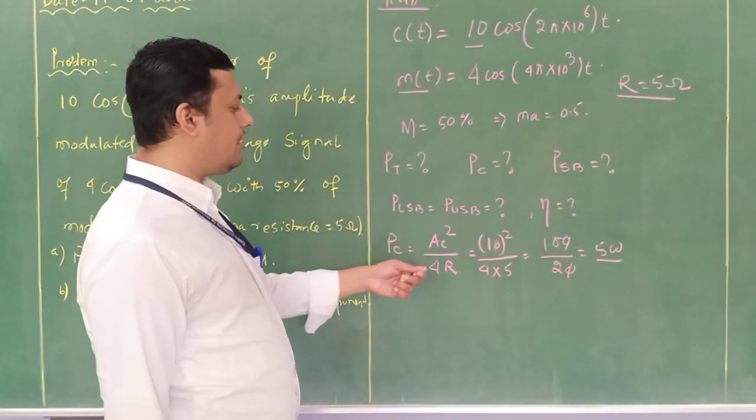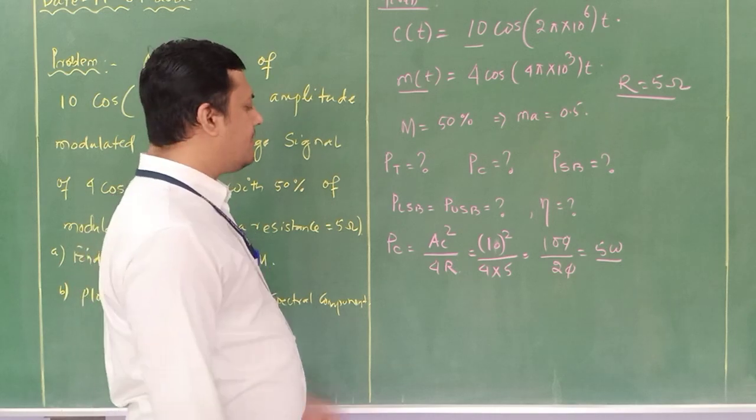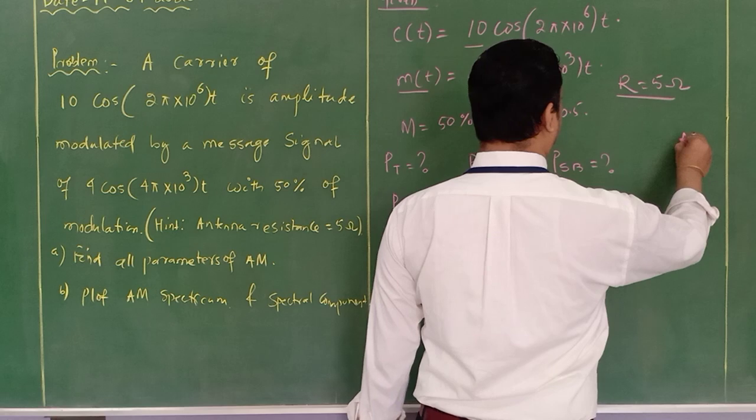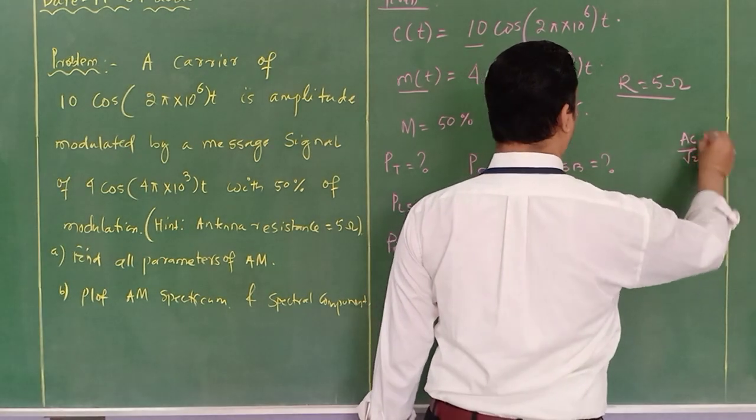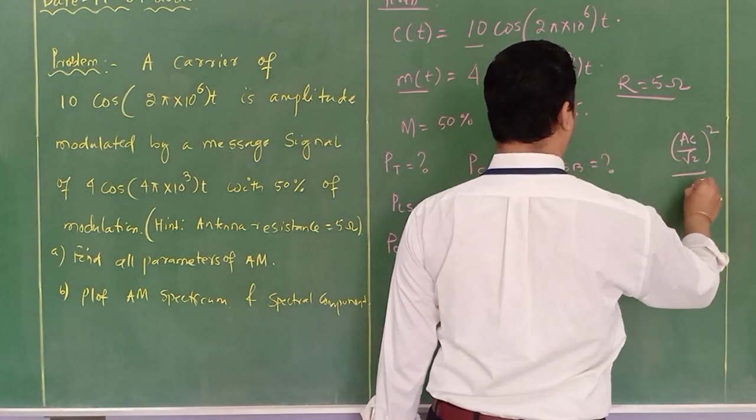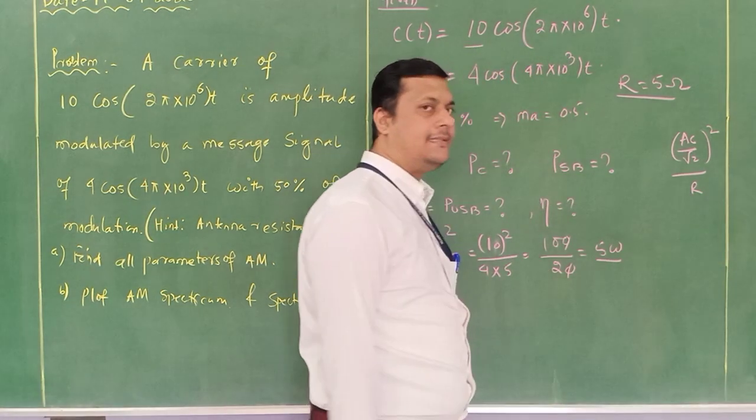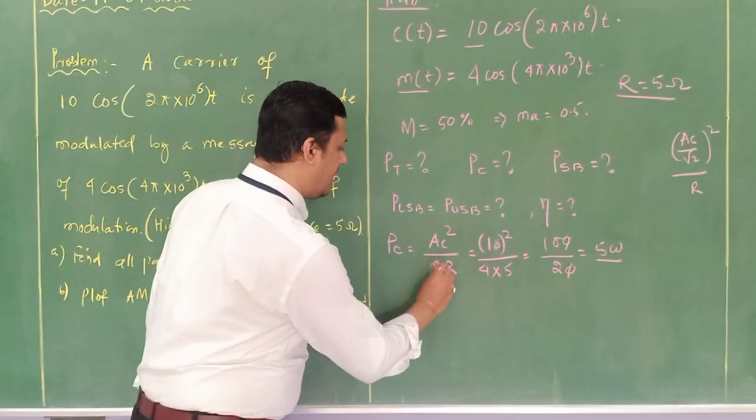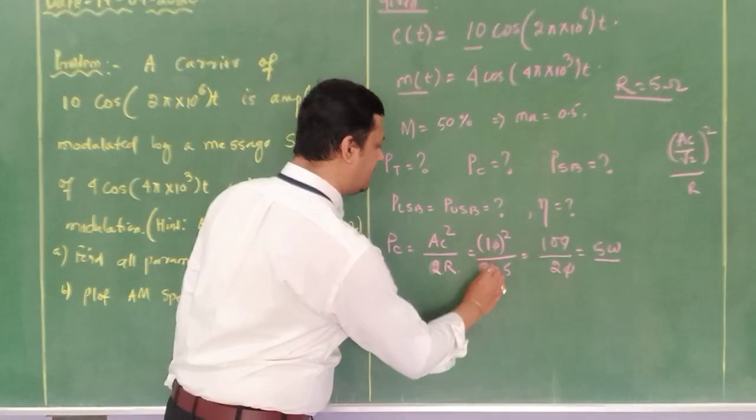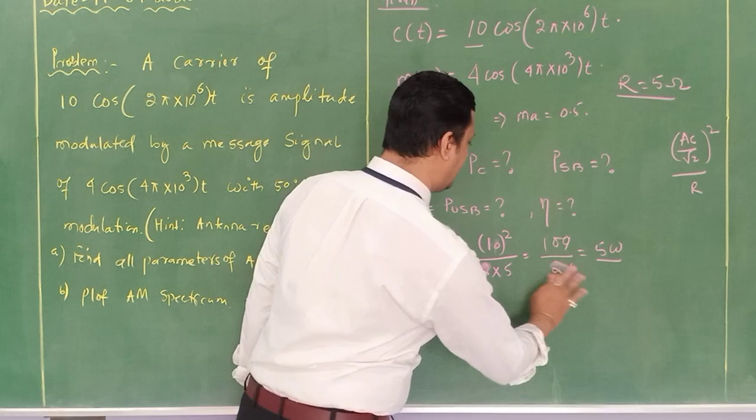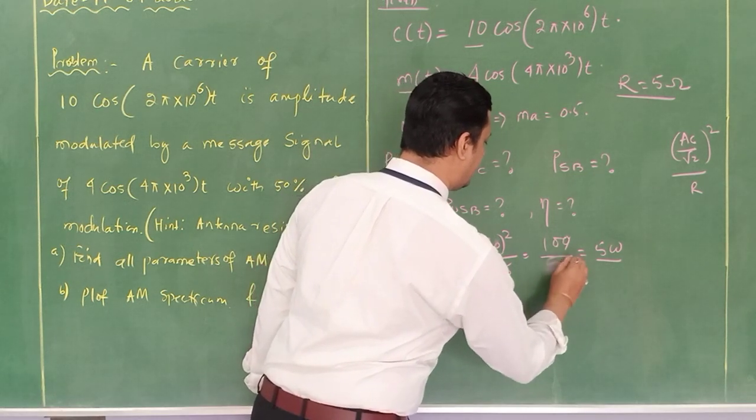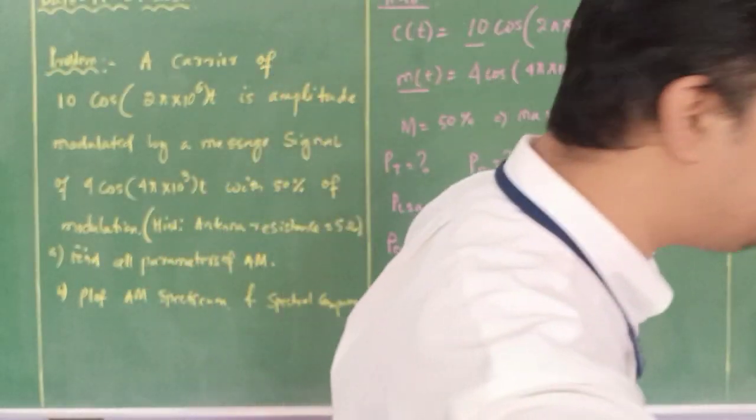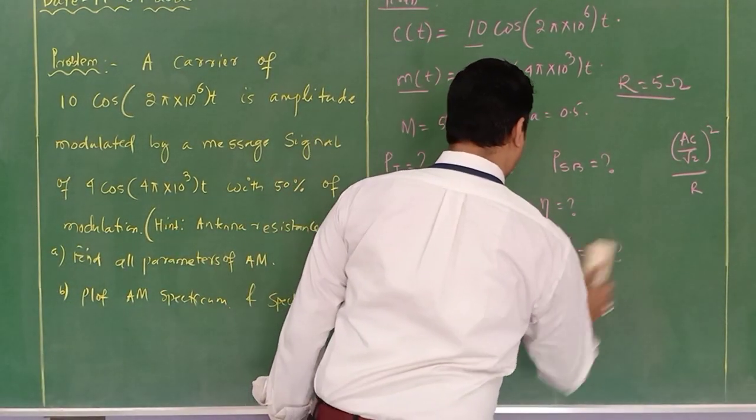It is Ac square by 4R. Now how did Ac square by 4R come? It is (Ac divided by 2) whole square divided by R, because it is Ac RMS square divided by R. So it is 2R and here also it is 2R. So it will become 10, and your power content will be 10.